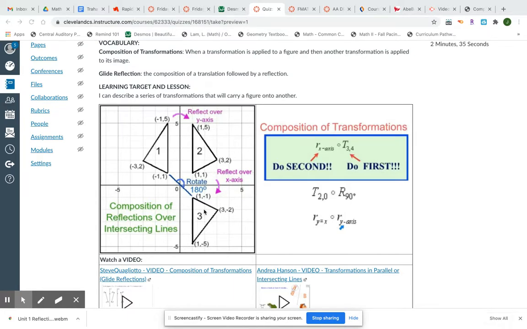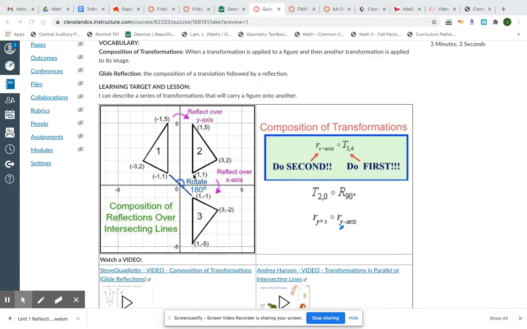Now this is also called a double reflection across intersecting lines because these are the coordinate plane and the x and the y-axis intersect. So if you do a double reflection over a set of intersecting lines, you could get to that same ending result from 1 to 3 by rotating it 2 times the degree of the intersecting lines. And I'll show you that at the bottom.